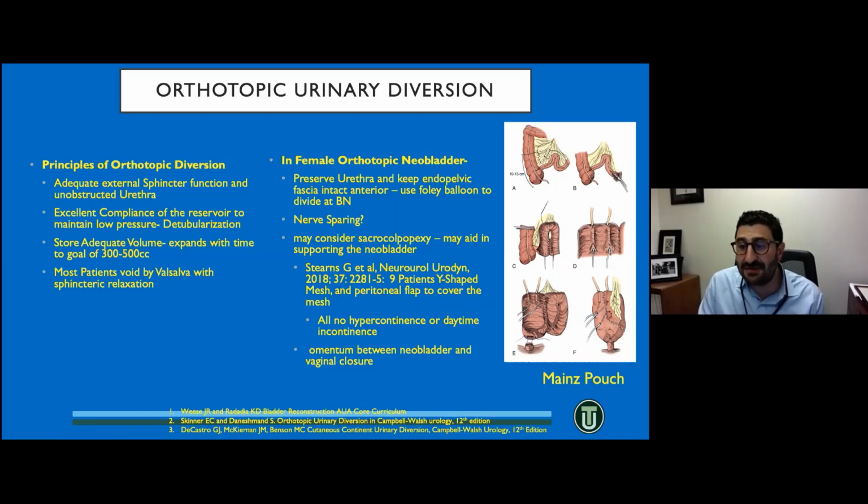Nerve sparing may be beneficial in terms of reducing hypercontinence, and you may also consider sacrocolpopexy, which may aid in supporting the neobladder and preventing kinking or hypercontinence, as well as putting omentum between the neobladder and the vaginal closure to prevent a fistula.